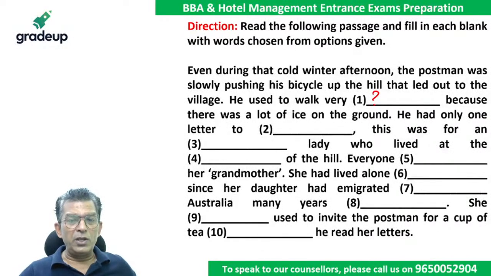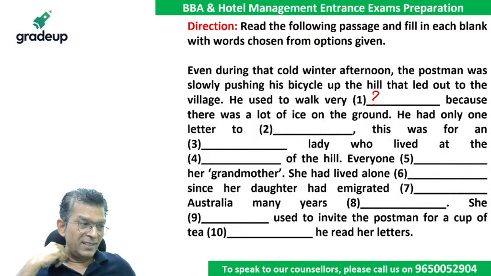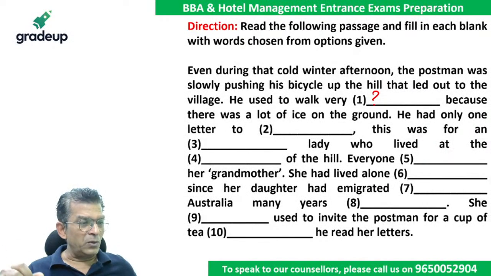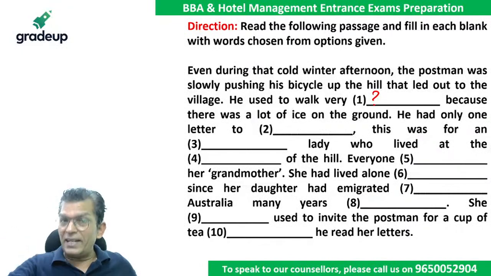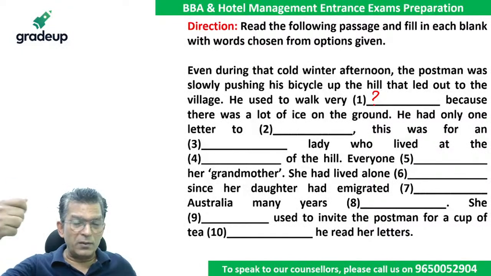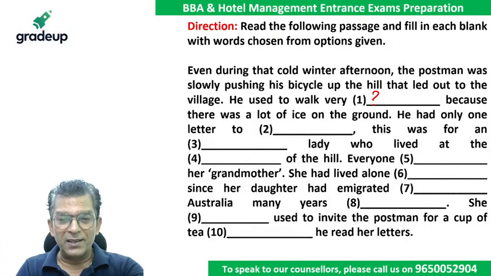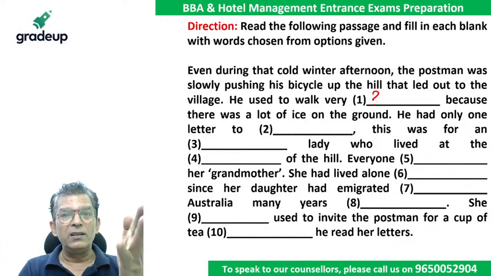So he used to walk very slowly because there was a lot of ice on the ground. He had only one letter to dash. A postman does what? He takes a letter and does what? He had only one letter to post or give. See, a postman doesn't post. He takes it and gives it to you. So you are looking for a word like give. So let me show you that word, and you will laugh.